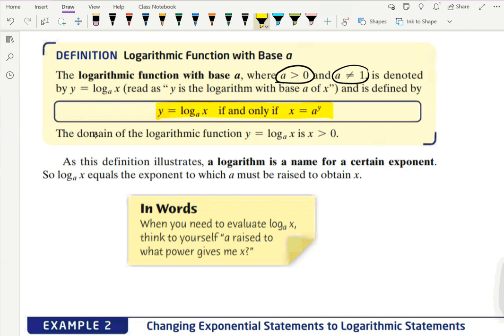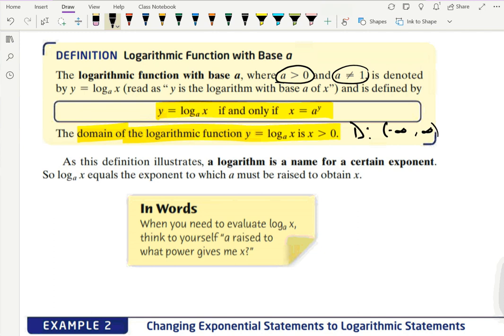So our domain of the logarithmic function is all x values greater than 0. Our range in interval notation is negative infinity to infinity. As this definition illustrates, a logarithm is a name for a certain exponent.